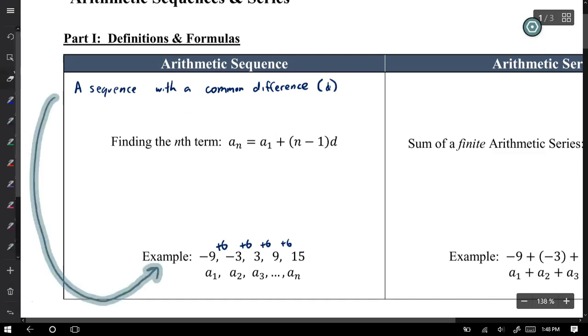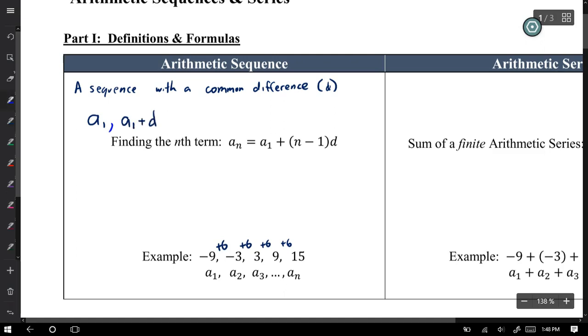Now, if we were to look at it as a sequence with all variables, you start with your first number in the sequence, a1. And you create the second number in the sequence by adding your common difference, so a1 plus d. And then my third number in the sequence is going to be if I add d again. So really I have a1 plus 2d. Now if I add d again, a1 plus 2d plus d would be a1 plus 3d. And this would just keep going on and on.